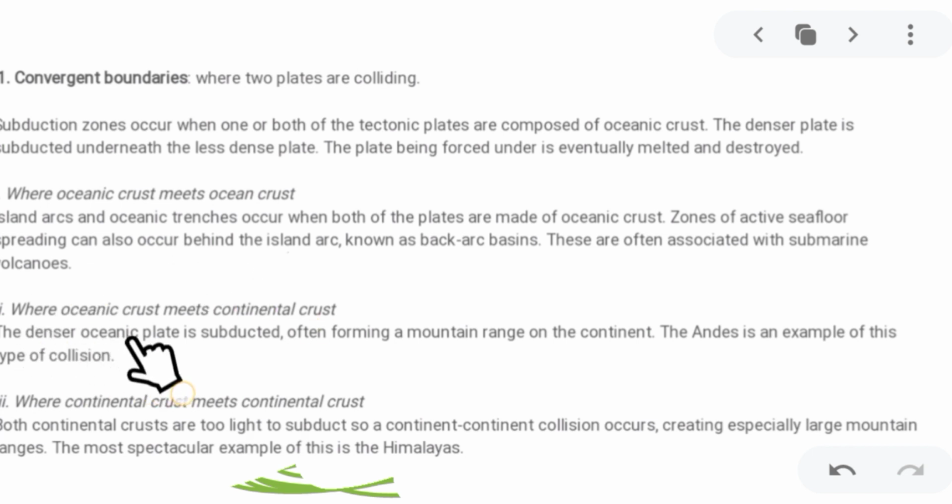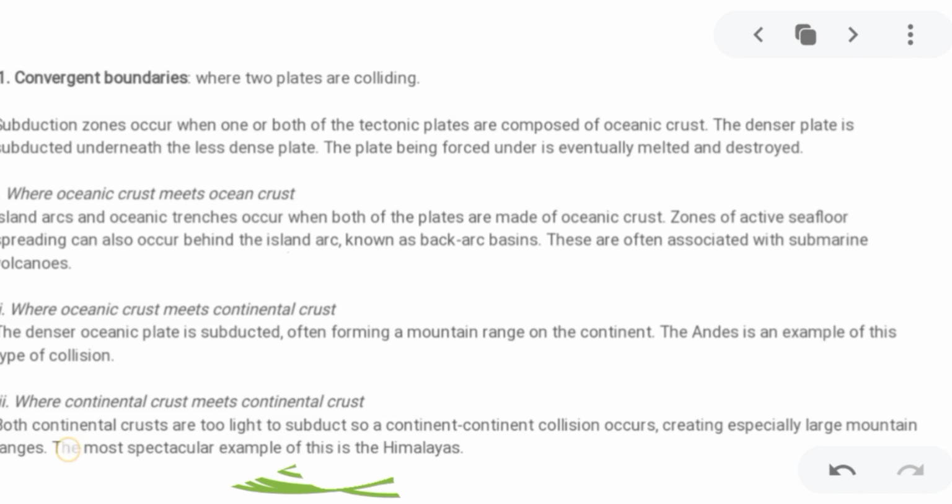So, in this case, magkakaroon tayo ng subduction zone, which is the denser one, which is the oceanic plate or oceanic crust. Then, what will happen, yung continental crust natin, magkakaroon ng tinatawag nating mountain range. For example, yung Andes mountain ranges.